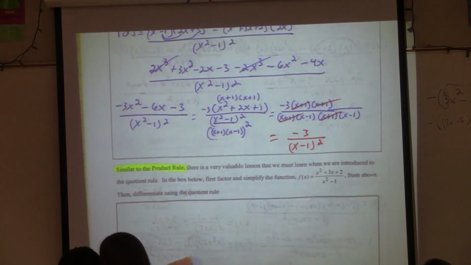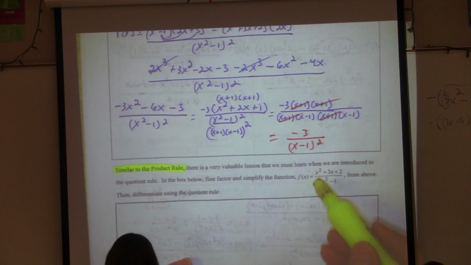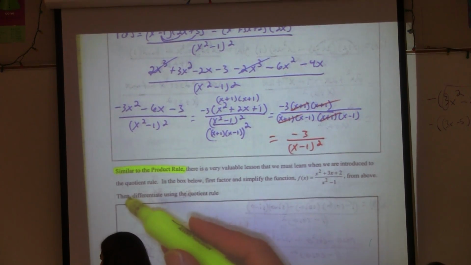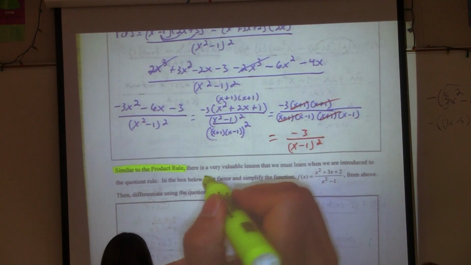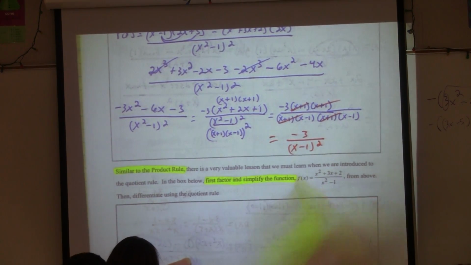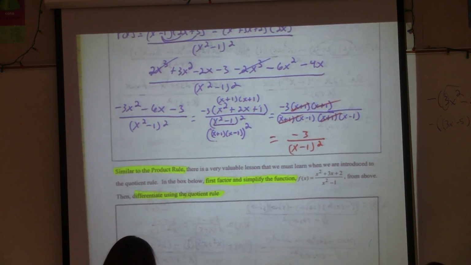Similar to the product rule, there is a very valuable lesson that we must learn when we are introduced to the quotient rule. So first you should what? Factor and simplify, then differentiate using the quotient rule if you have to.